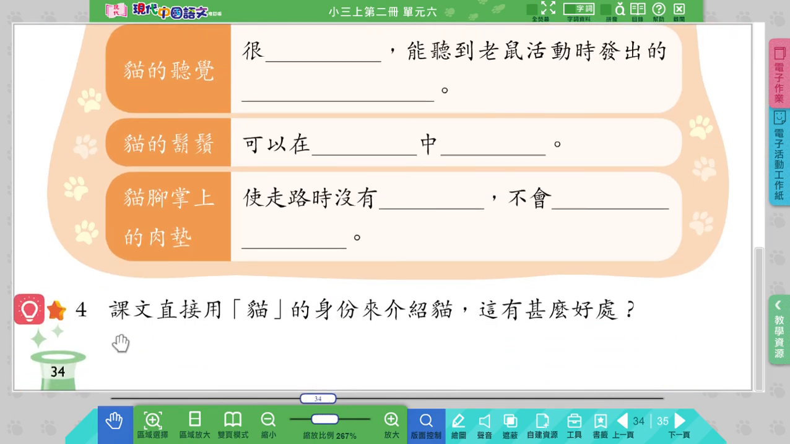So question 4. 課文直接用貓的身份來介紹貓仔有什麼好處? The chapter directly used the cat's identity to introduce cats. What is the benefit or the advantage of this skill? Because it will be more interesting, and the readers will think, oh, if I'm a cat, then I will be like this, my appearance is like this, and I can have this talent or activity to catch the mouse. Then it will make readers more interested to read your articles. So this is the advantage.